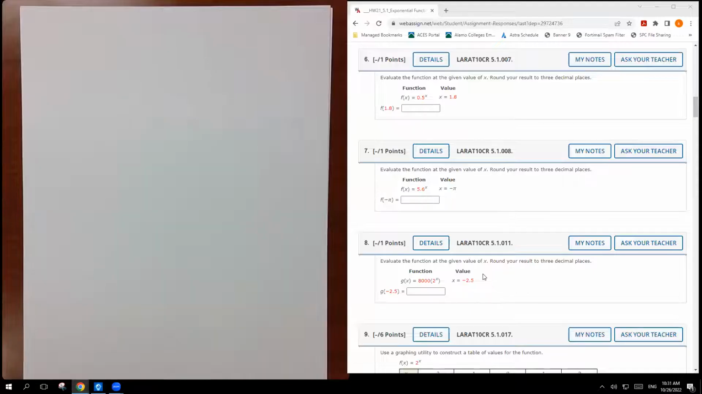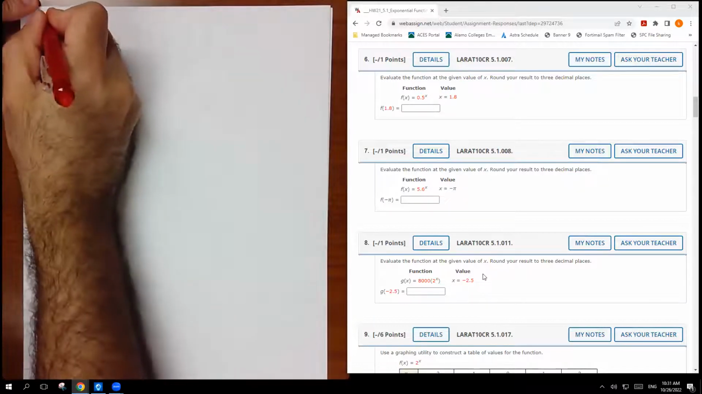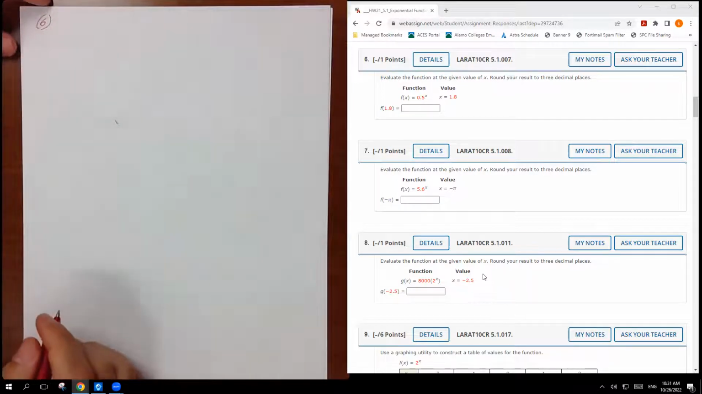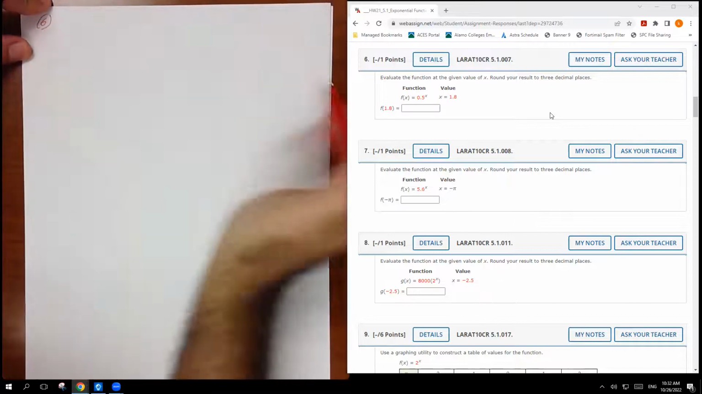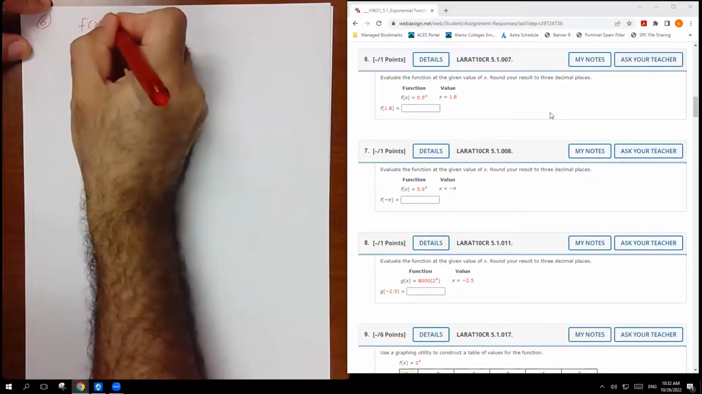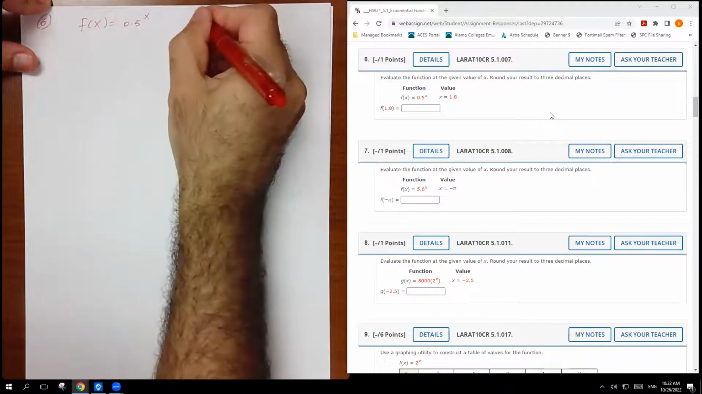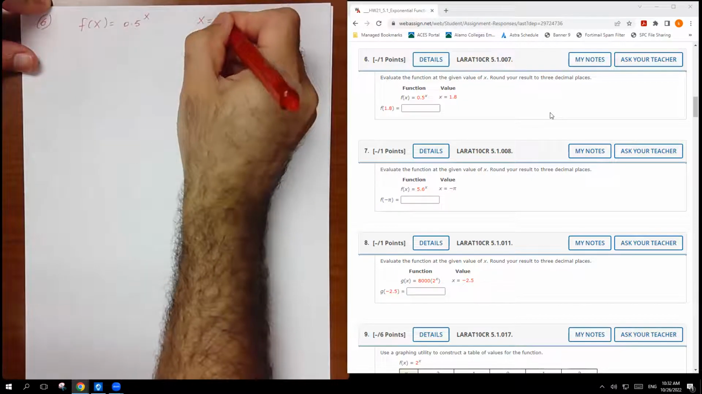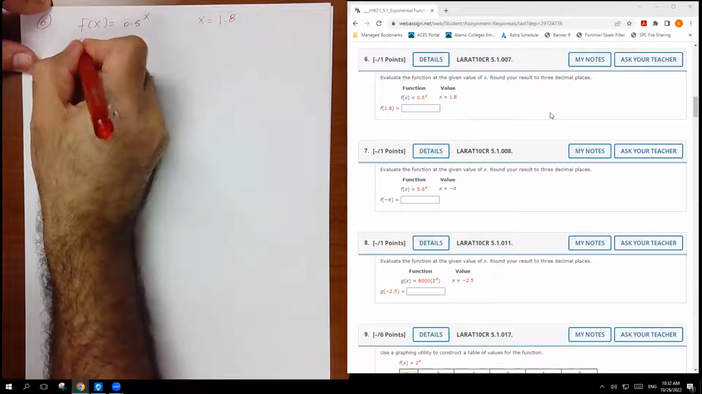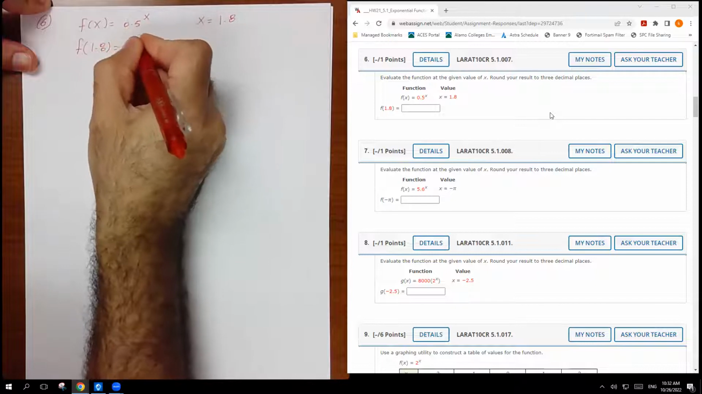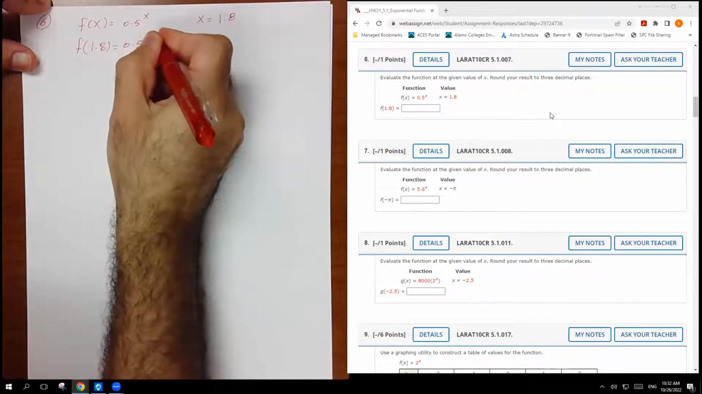So let's start from example 6. In example 6, they ask you to evaluate the function at the given value of x, rounding the result to 3 decimal places. So f of x equals 0.5 to the x, and x equals 1.8. How are we going to evaluate? That means f of 1.8 equals, I'm going to plug in x here, 0.5 to the 1.8.